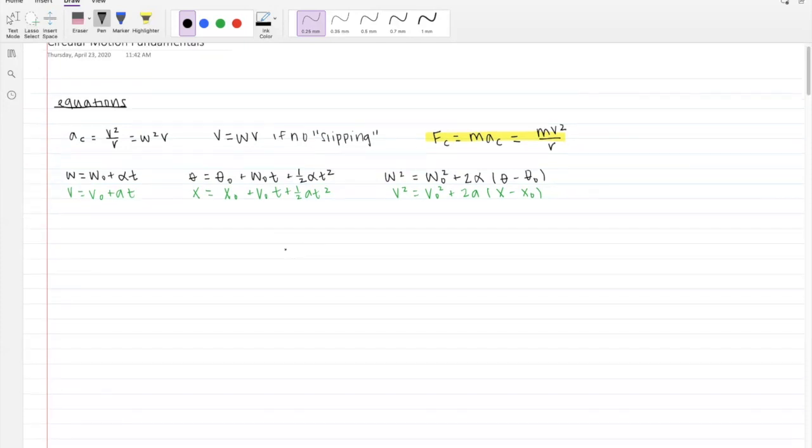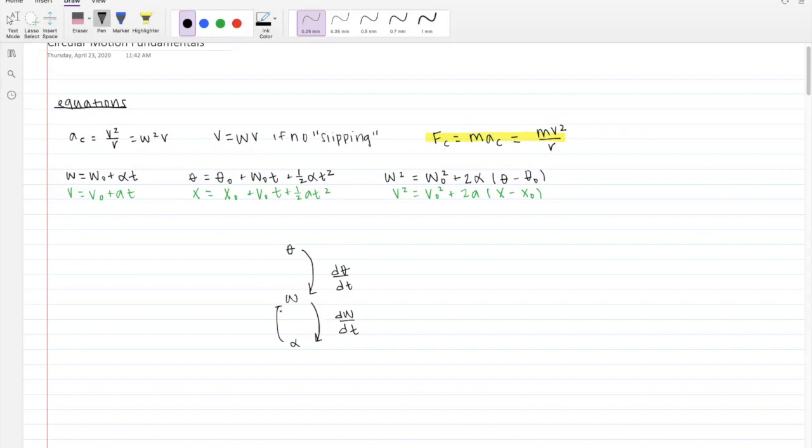Because we know the differential and integral relationships between linear motion quantities, we can extend these to its angular quantities. So to go from angular position to angular velocity, you take the derivative of the position with respect to time. To go from angular velocity to angular acceleration, you take the derivative of that angular velocity with respect to time. And to go from acceleration to velocity, you take the integral with respect to time.